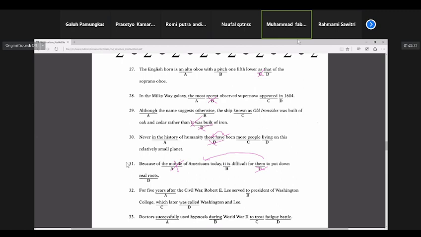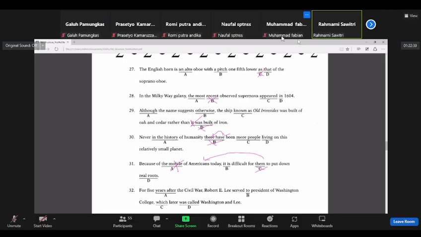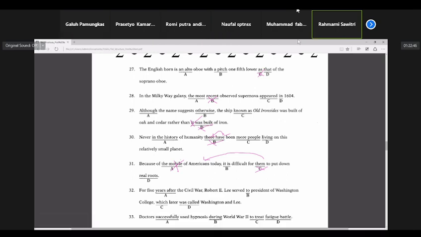Number 32 is B. Four or five years after the Civil War, Robert E. Lee served as President of Washington College, which later was called Washington and Lee. The incorrect one is B. It should be "served as President of Washington College."